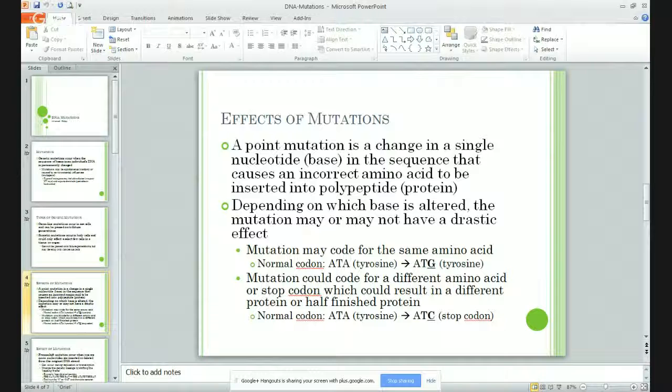So we don't have a whole bunch of time left today, so we're only going to talk about this particular type of mutation, which is a point mutation. We'll talk about frameshift mutations and a couple other mutations tomorrow, or Monday. I guess it would be Monday. But a point mutation is when you change one single nucleotide.